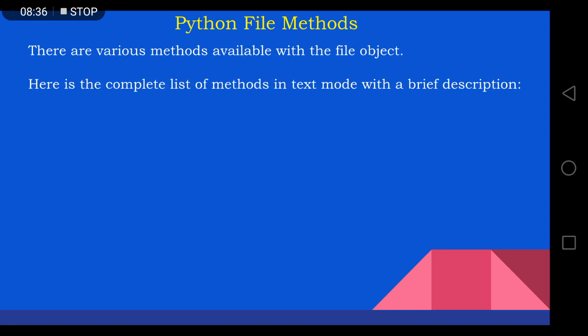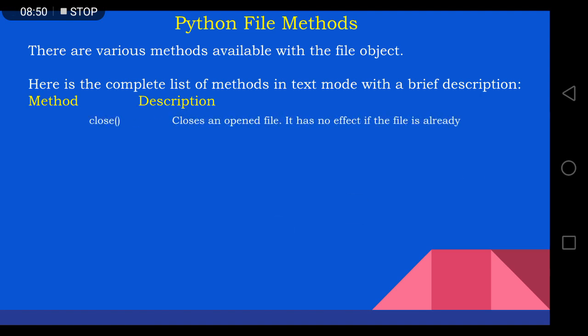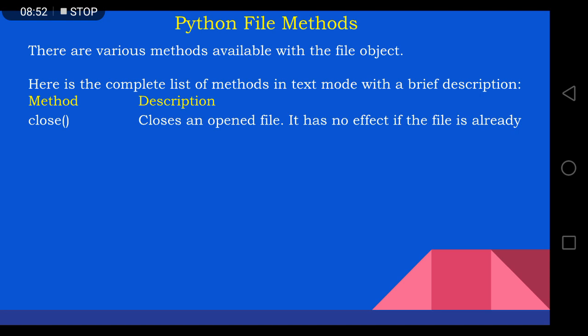There are various methods available with the file object. Here is the complete list of methods in text mode with a brief description. Only the basic things are included for your convenience. There are many different file methods. So method number one is close. It closes an open file. It has no effect on the file if it is already closed. That means you cannot close an already closed file.